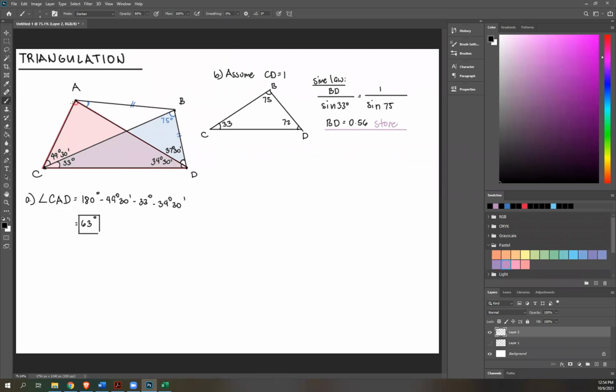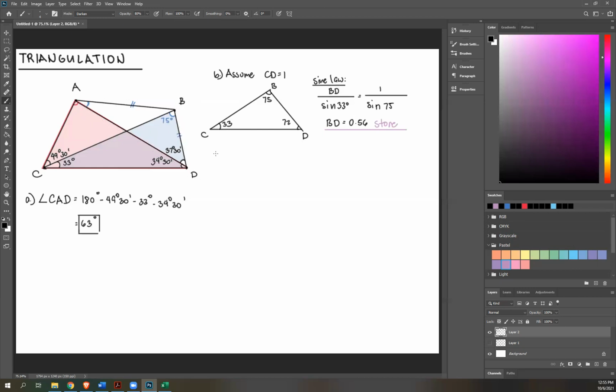So focusing here, if I can manage to get AD, I can solve for AD using cosine law. Sorry, scratch what I said earlier. I'm going to solve for this because I already got BD. I got two sides and the included angle, so I can solve for this using cosine law. All right, so now the goal: get AD.